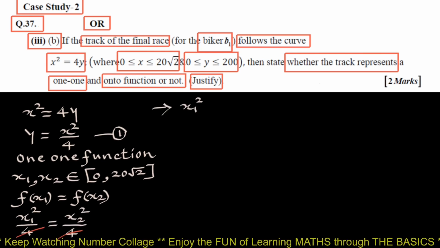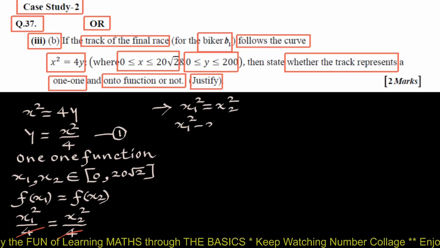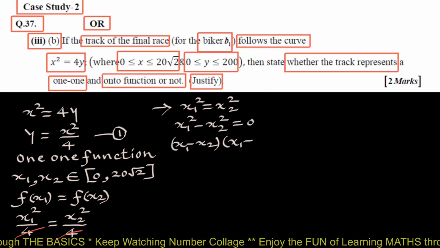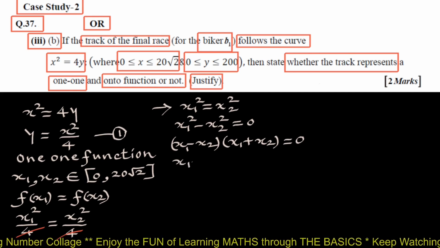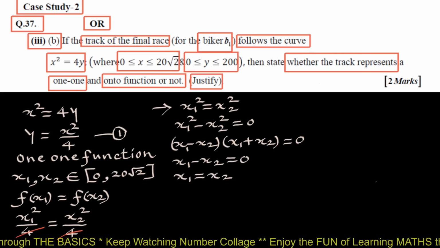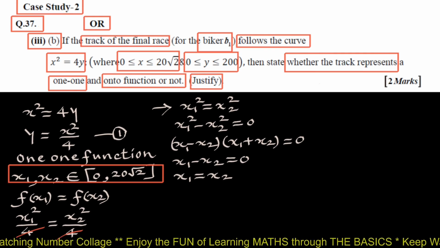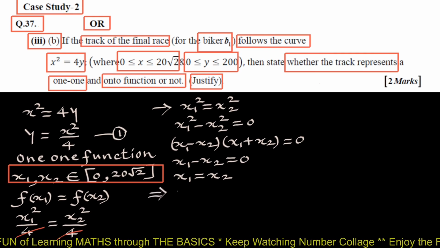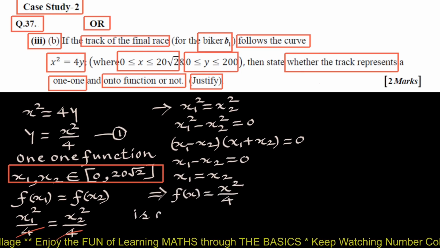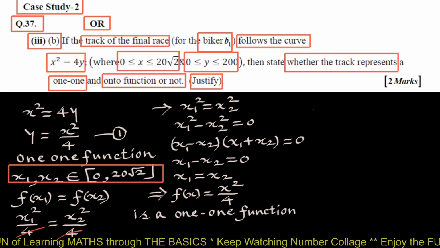That implies x1 square equals x2 square, so x1 square minus x2 square equals 0. That is, x1 minus x2 into x1 plus x2 equals 0. x1 minus x2 equals 0 gives x1 equals x2, and since x1 and x2 belong to the closed interval 0 to 20 root 2, we can conclude that f of x equals x square upon 4 is a one-one function. Now we will check whether the track function is an onto function.